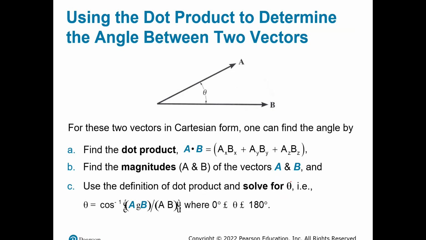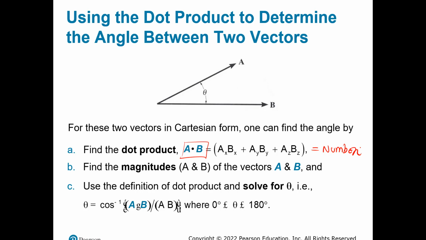For these two vectors in Cartesian form, each one of those vectors will have a component in the x, y, and z direction. Therefore, to find the dot product, we add the multiplication of the x components, plus the multiplication of the y components, plus the multiplication of the z components. And remember, this is a scalar number. Then after that, we need to find the magnitudes of the vectors A and B. And using the definition of the dot product, we will have to solve for the angle.